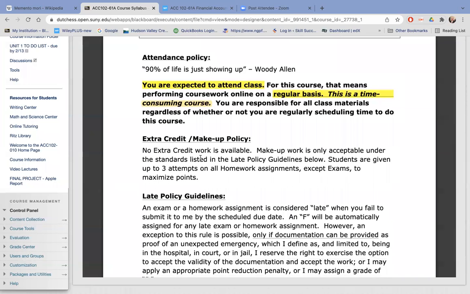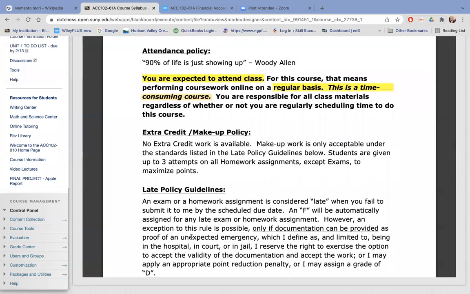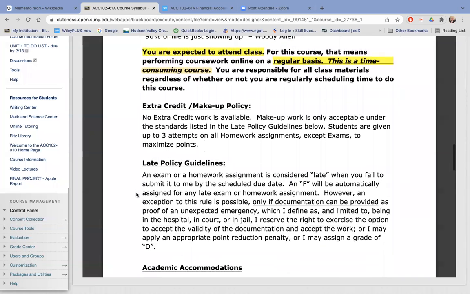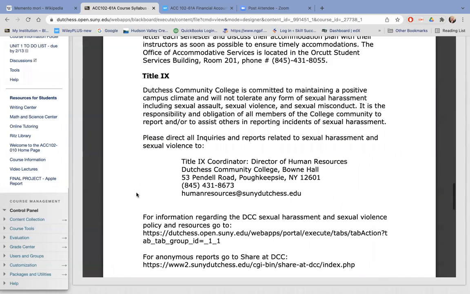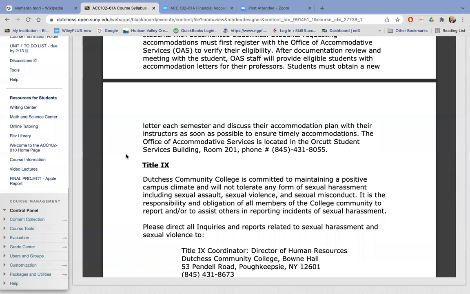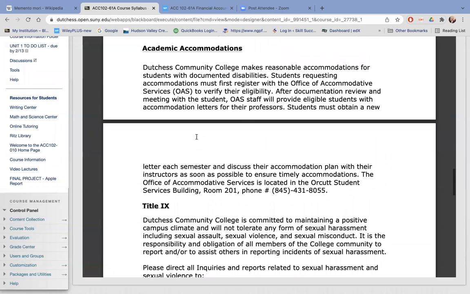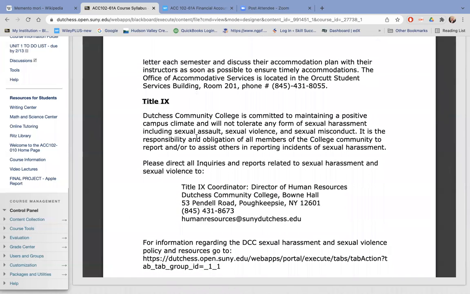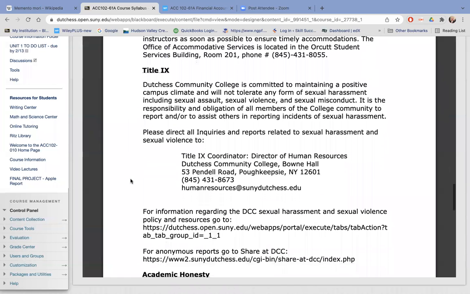There's no extra credit work or makeup work available without appropriate documentation, right, for an emergency. You are given 3 attempts on all the homework assignments, except exams. So you want to maximize your points there. Okay. Again, if you need academic accommodations, please send me the letters from that office. Most of the time it is for extra time or other things, but just at least go to them first, make sure everything is documented and share a copy of that.